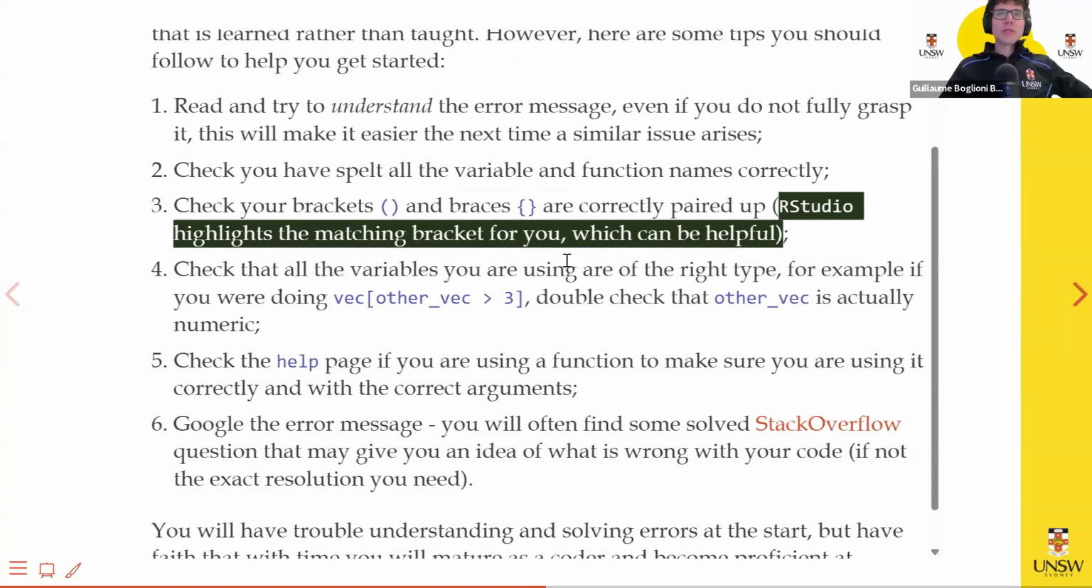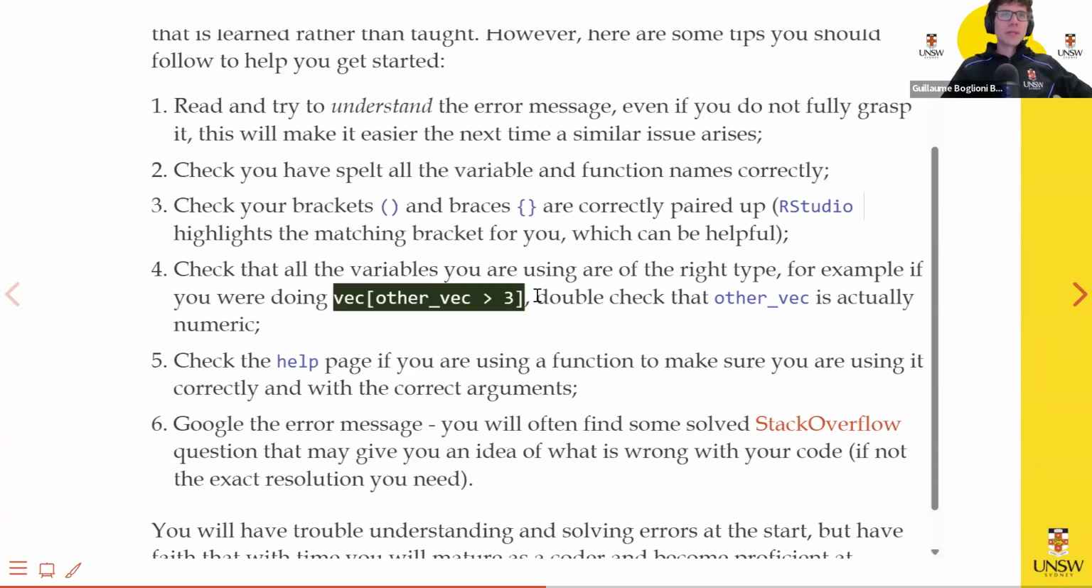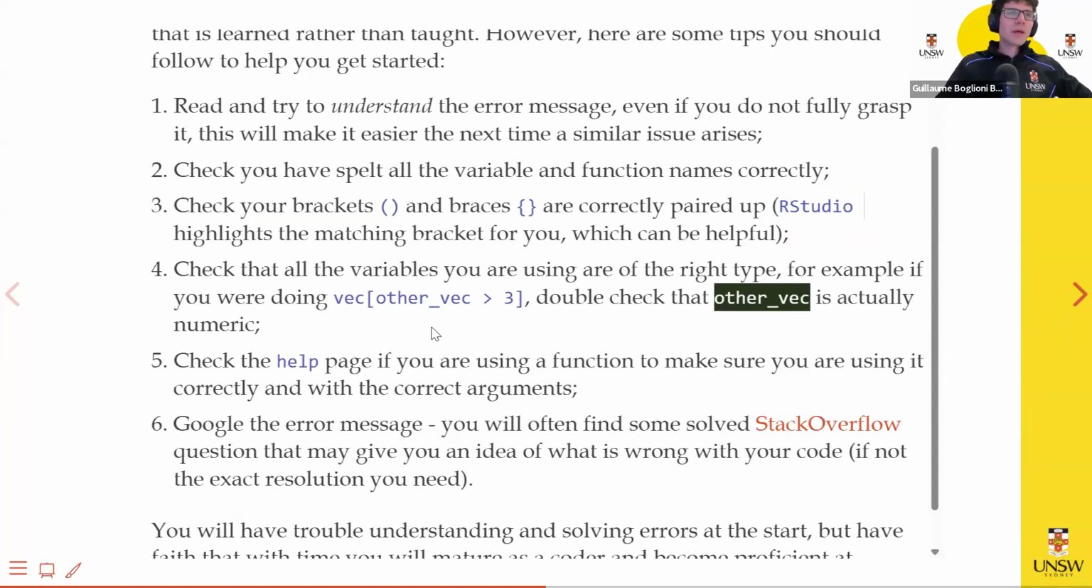Check that all the variables you are using are of the right type. So having a variable of the wrong type is a common mistake. For example, this supposes that other vec is a number because it's comparing it to the number 3. So of course, you need to double check other vec is actually numeric.